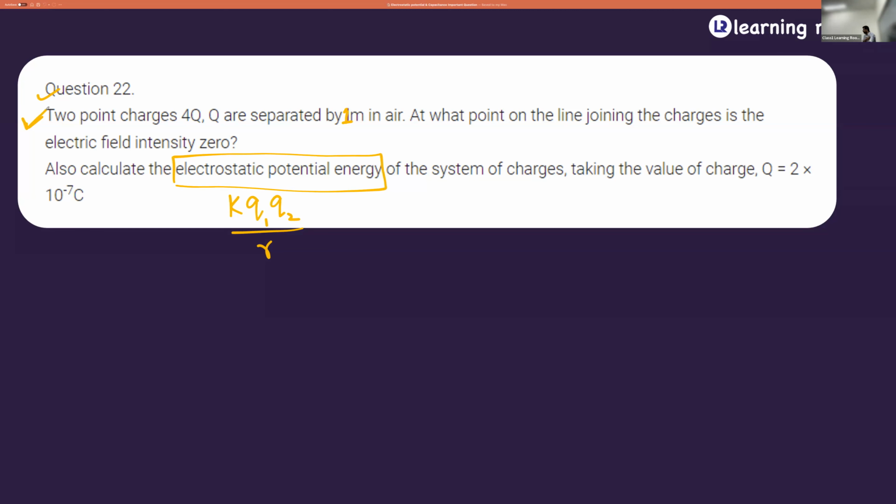So what is the answer? 2 by 3. Did everyone get it? So the answer for the first one is 2 by 3 meter from the 4q charge.